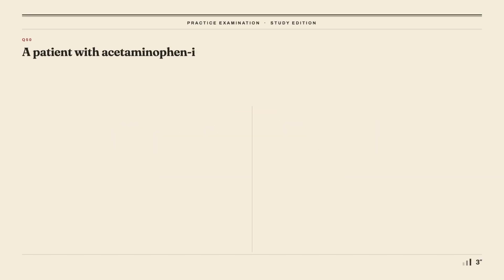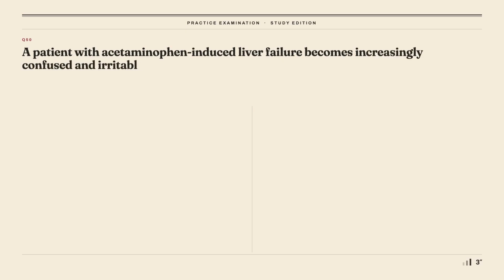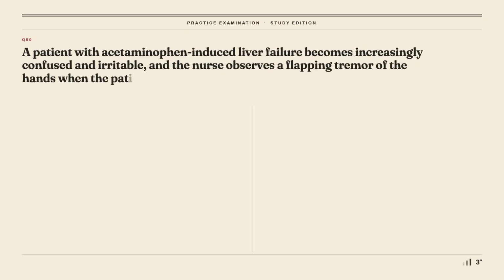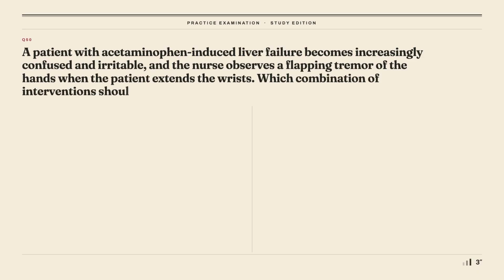Question 50. A patient with acetaminophen-induced liver failure becomes increasingly confused and irritable, and the nurse observes a flapping tremor of the hands when the patient extends the wrists. Which combination of interventions should the nurse anticipate?